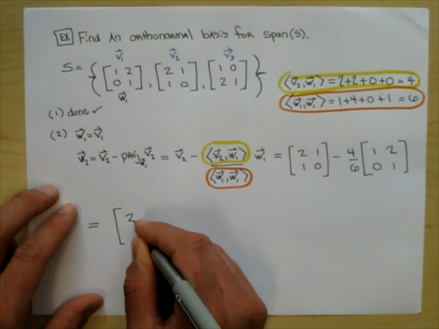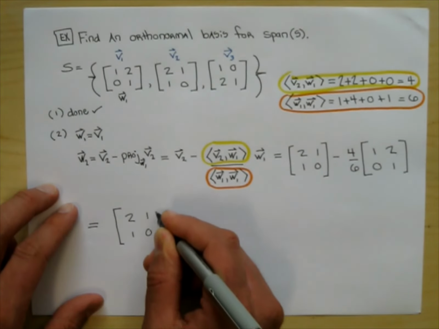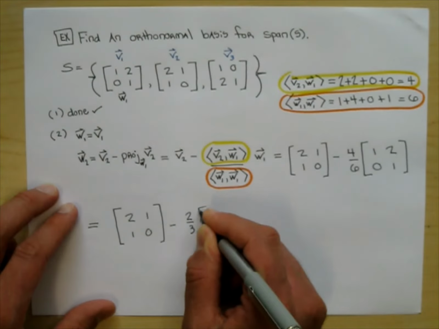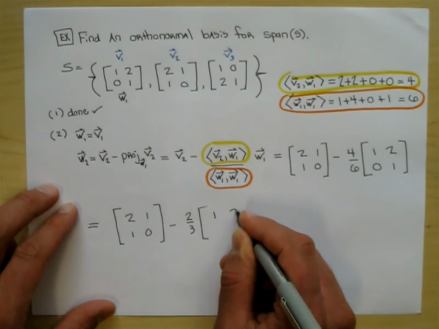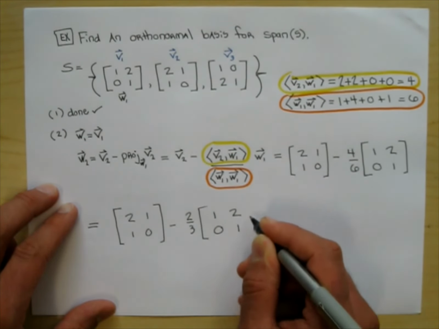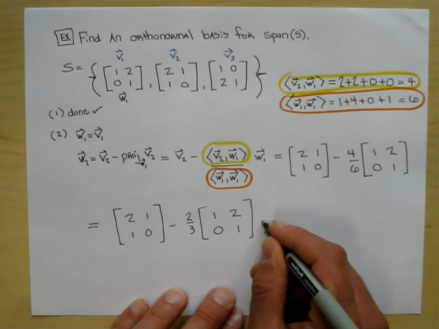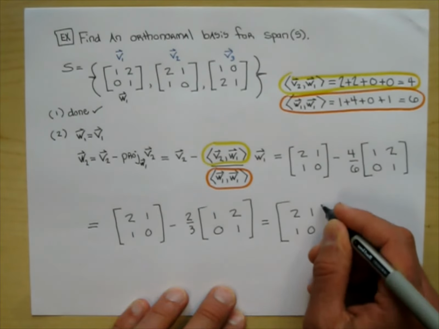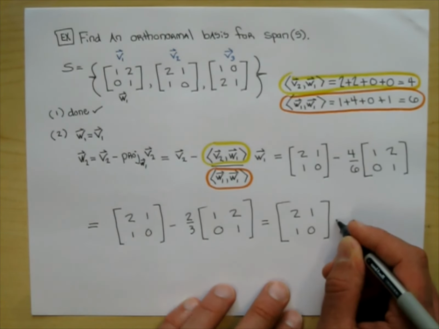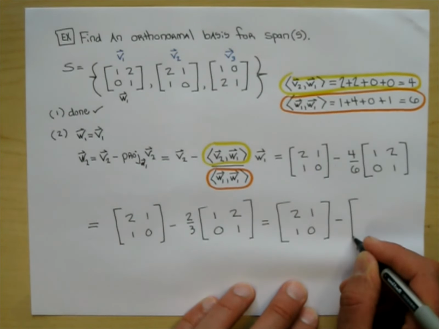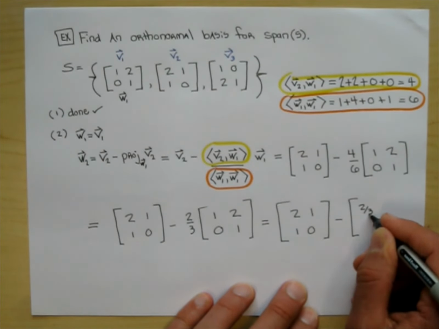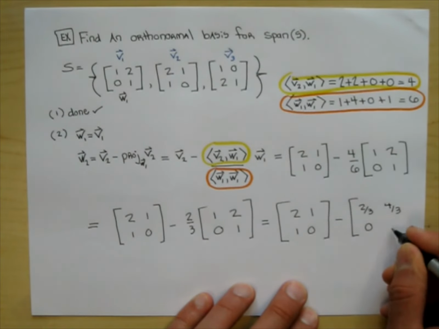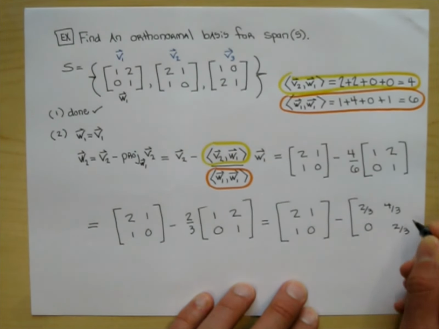So let's continue on this one. I have 2, 1, 1, 0, minus 2/3 times 1, 2, 0, 1. So this gives me 2, 1, 1, 0, minus 2/3, 4/3, 0, 2/3.